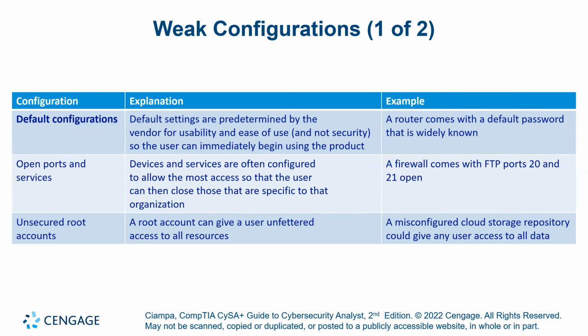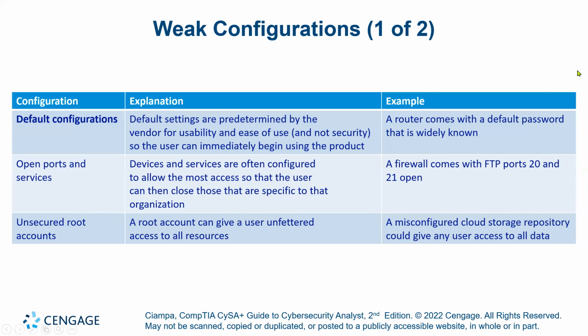Open ports and services. Devices and services are often configured to allow the most access so that the user can then close those that are specific to the organization. A firewall comes with FTP ports 20 and 21 open, which, as we've talked about, are not secure unless you have them shut off or properly configured. Unsecured root accounts. A root account can give users unfettered access to all resources. An example is a misconfigured cloud storage repository that could give any user access to all of the data.